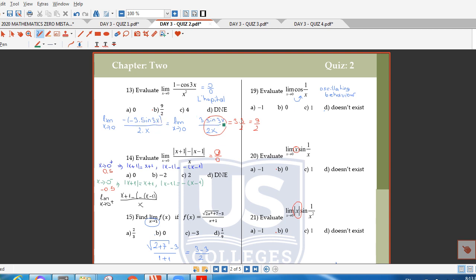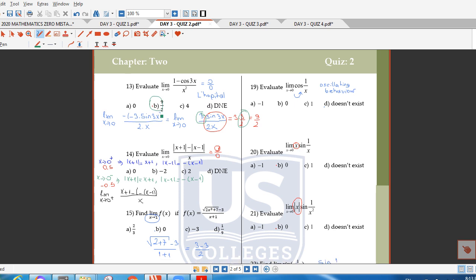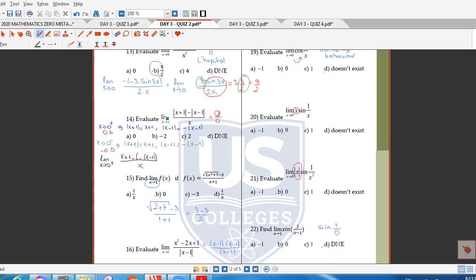Operation in numerator is 3 sine 2x over 2x in denominator. We have limit x approaches 0. Limit x approaches 0, sine 3x over 2x is equal to 3 over 2. And we have 3 here as a product. 3 times 3 over 2, 9 over 2. Answer is B. Question 14, there is a subtraction with absolute value stuff and limit x approaches 0.